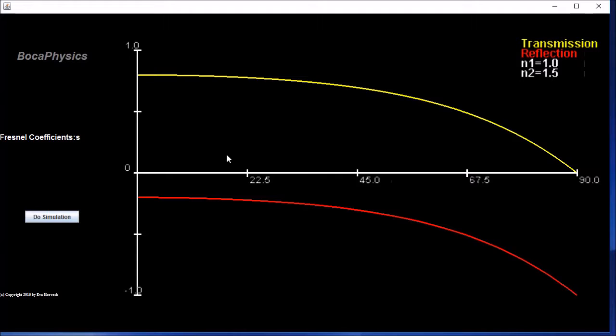Yellow represents the transmission coefficient for perpendicular polarization, and red represents the reflection coefficient. As we just noted, the transmission coefficient is always positive and goes to 0 as grazing incidence is approached. However, the reflection coefficient is negative over this range and approaches -1 as grazing incidence is approached. Note that some authors plot the absolute value of the coefficient of reflection.